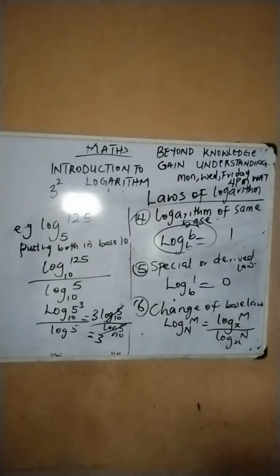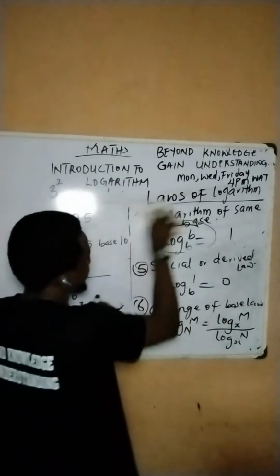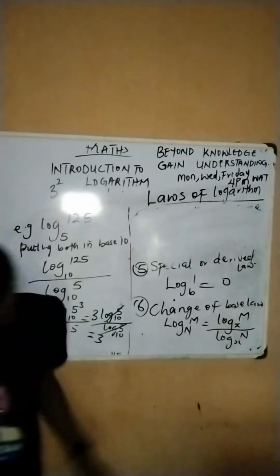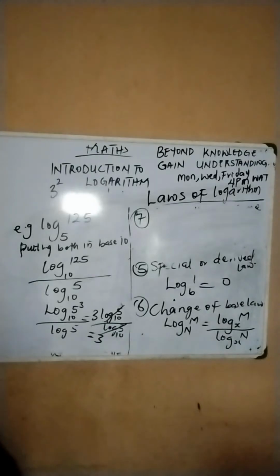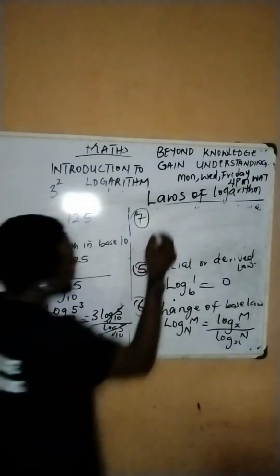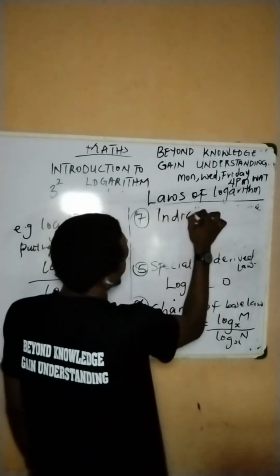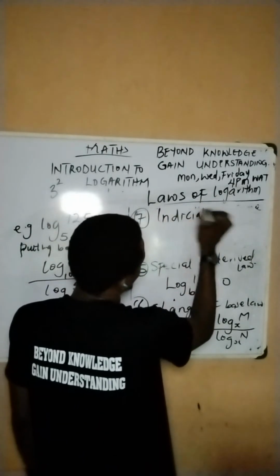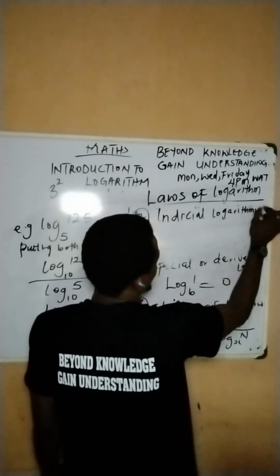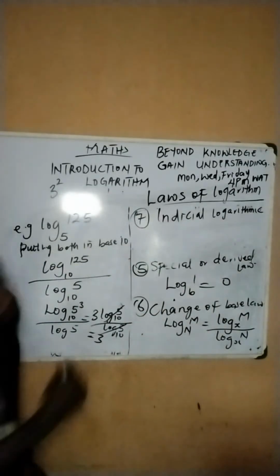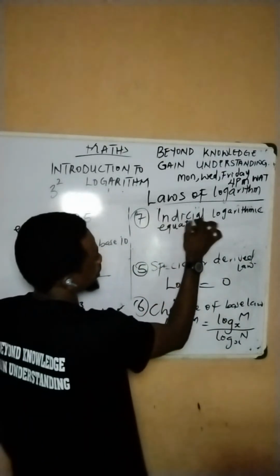So let me now talk about the last law, and then we'll call it a day. I want to clean here. I think this should be enough. The 7th law, law 7. What does law 7 say? Law 7 talks about indicial logarithmic equation. Indicial, that is indices, logarithmic, indicial logarithmic equation, not power, equation.